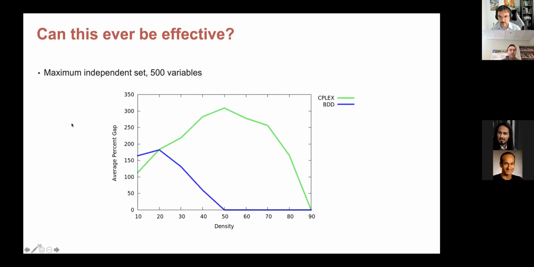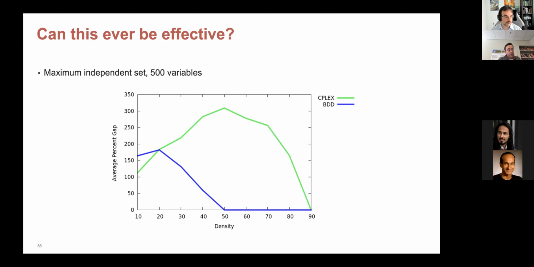Okay, can this ever be effective, right? That's the question. You can come up with an algorithm, but the question is, can this work? Here's a collection of experiments that we had. Look, it's not always going to be as good as MIP. But in this case, a couple of years back, comparing with CPLEX, we generated a collection of random instances. I guess these were just Erdős–Rényi graphs, if I remember correctly.